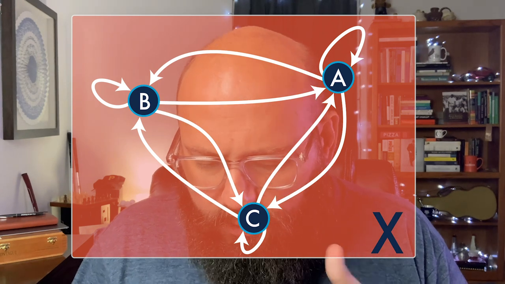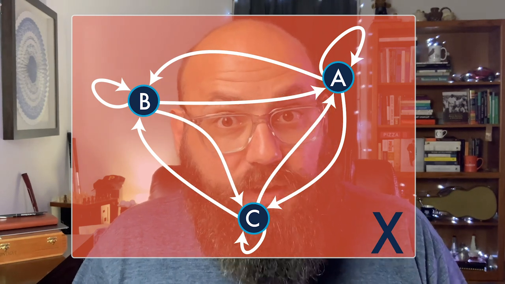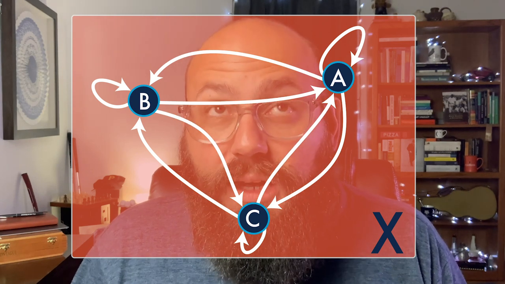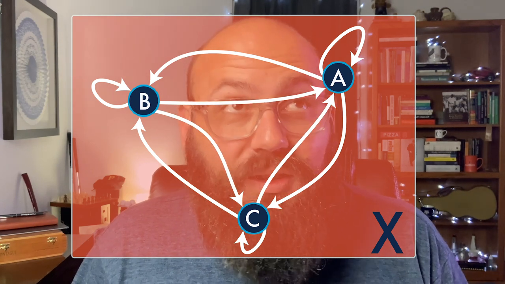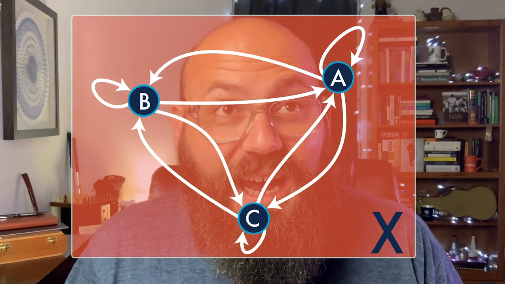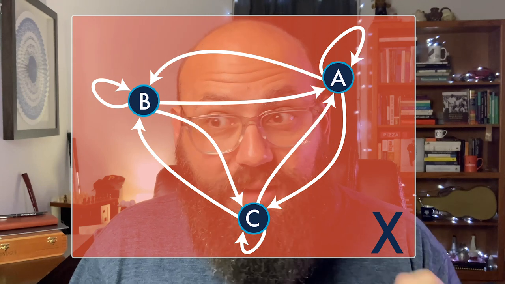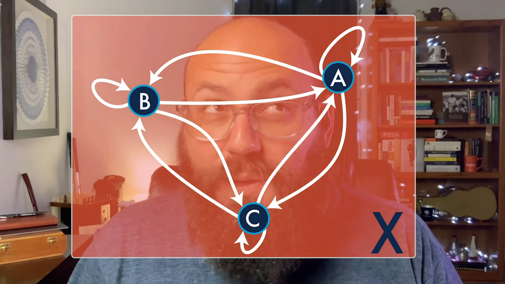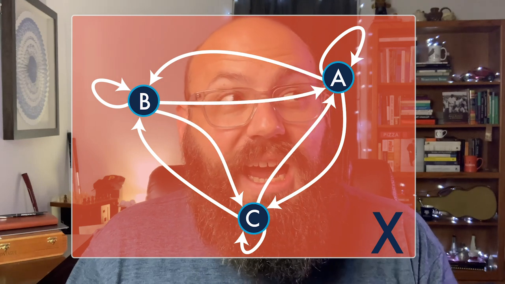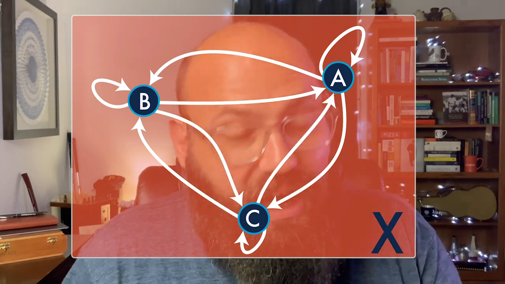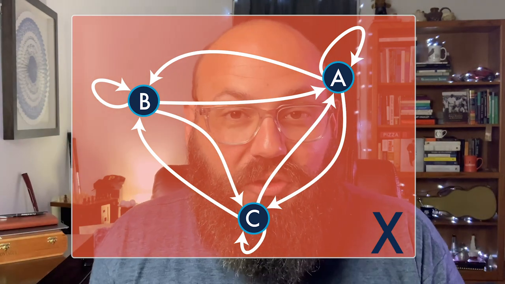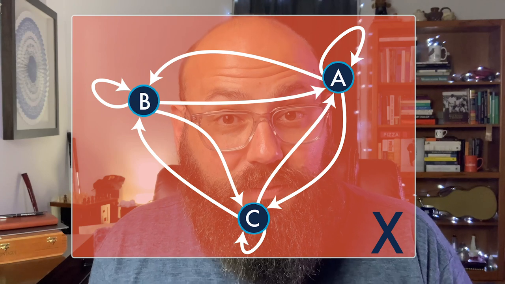Well, there's A to B, B to C. Do we have A to C? Yes. There's A to C, C to B. Do we have A to B? Yes. There's B to C, C to A. Do we have B to A? Yes. There's B to A, A to C. Do we have B to C? Yes. There's C to A, C to B. Do we have C to B? Yes. And there's C to B, C to A. Do we have C to A? Yes. So the total indifference relation is rational.